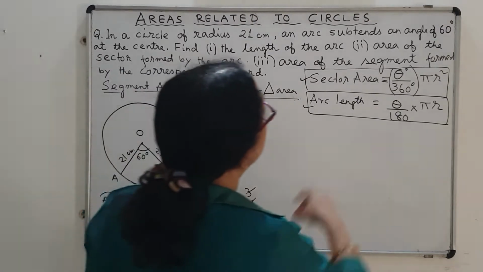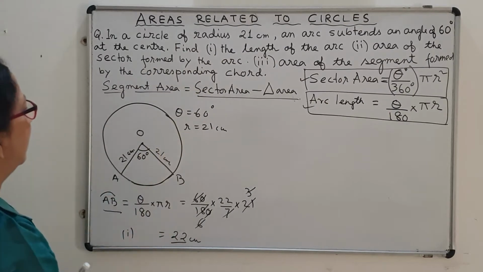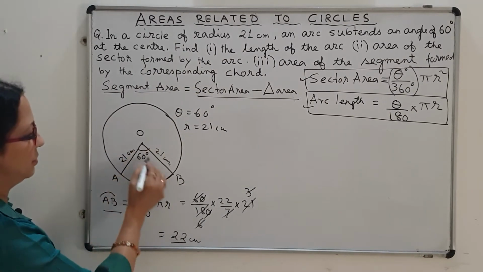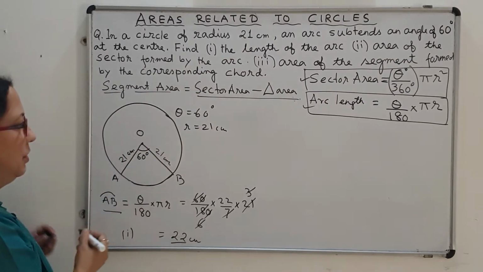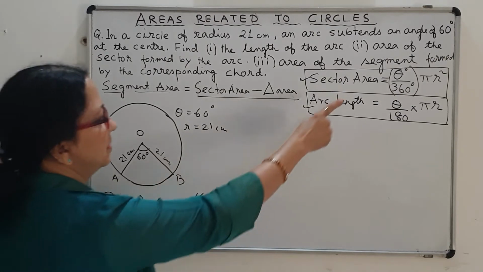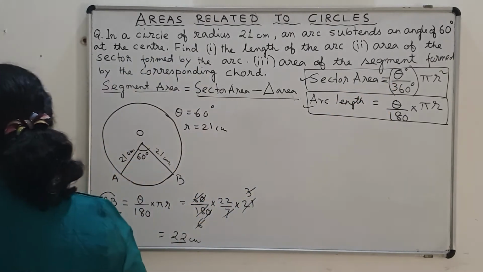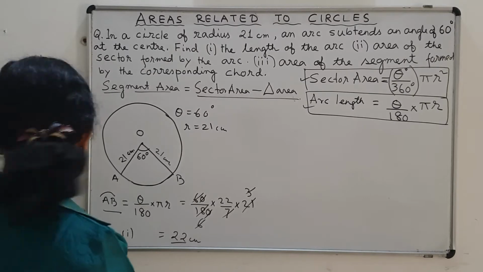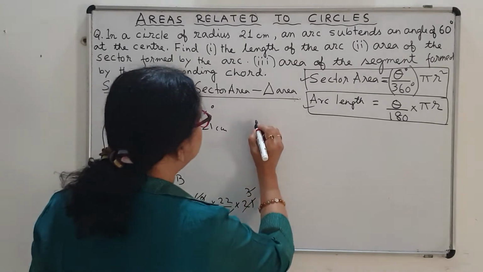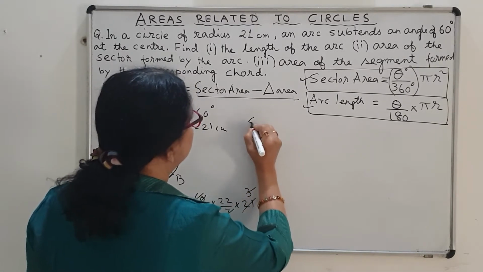Then the next part, area of the sector formed by the arc. That means this area, this whole sector area, I have to find out. So for sector area, I will be using this formula now. Okay, let me do it here. So, sector area.